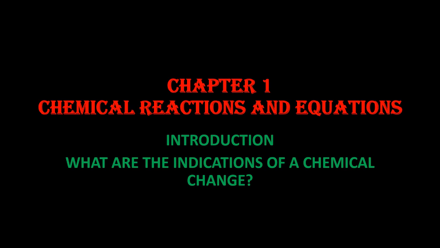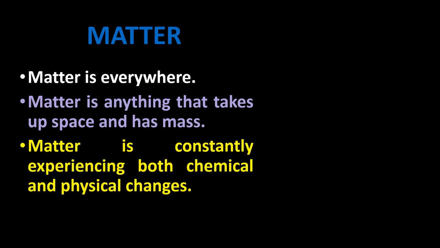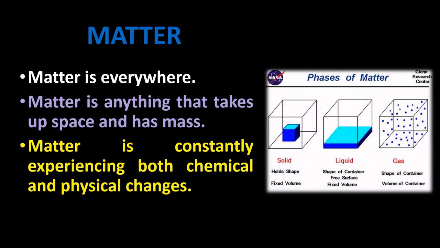In this part, we are going to learn about what the indications of a chemical change are. As we know, matter is everywhere in our surroundings. As we have studied in earlier classes, matter is anything that takes up space and has mass. Matter is constantly experiencing both chemical as well as physical changes. Under normal conditions, matter can exist in three different states: solid, liquid, and gas.